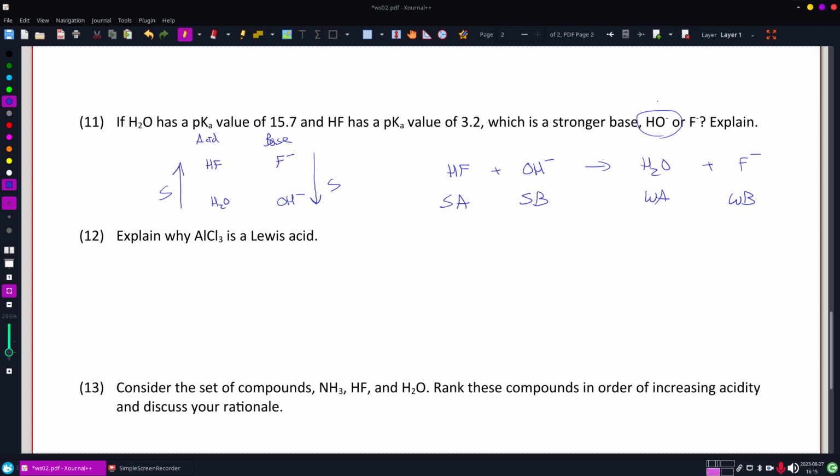First one's probably the easiest, and really it is as simple as: if I see a very high pKa, I know that makes for a very weak base. So a strong acid makes a weak base, a weak acid makes a strong base.